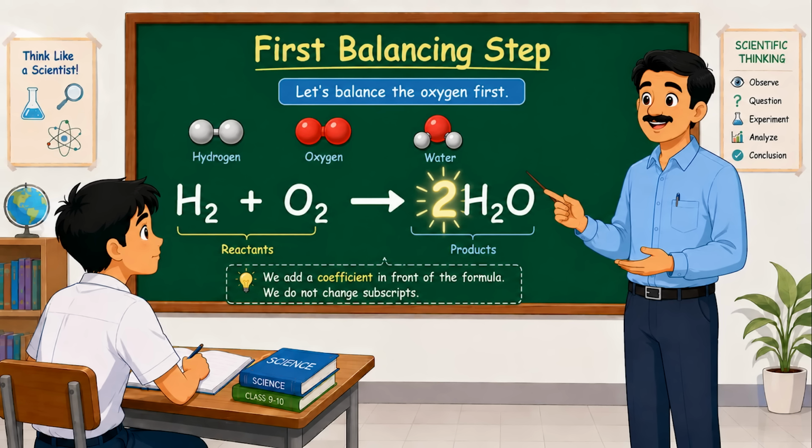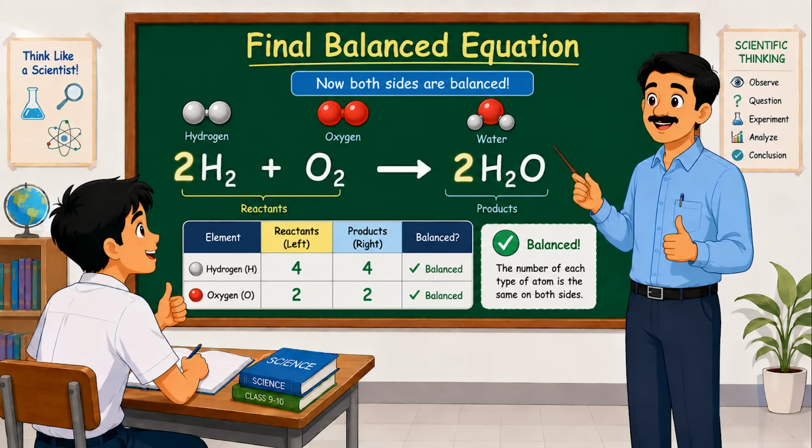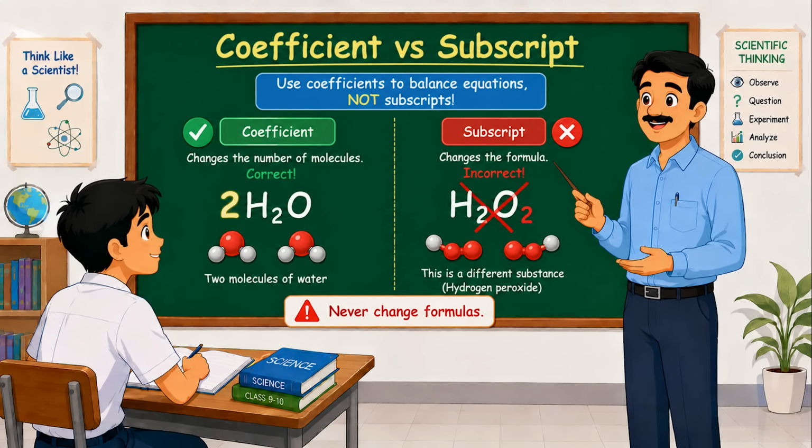Oxygen is balanced, but now hydrogen is not. On the right, there are 4 hydrogen atoms. So put a 2 in front of hydrogen. Now the equation becomes 2H2 plus O2 gives 2H2O. Count again. Hydrogen is 4 on both sides, oxygen is 2 on both sides. The equation is balanced. Remember the rule: change coefficients in front of formulas, not the formulas themselves. Never change subscripts just to balance an equation. The identity of the substance must stay the same.